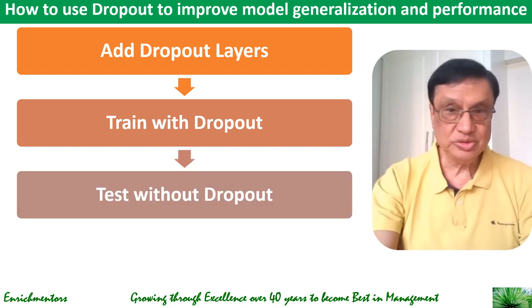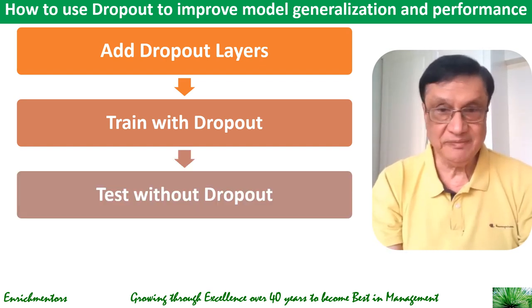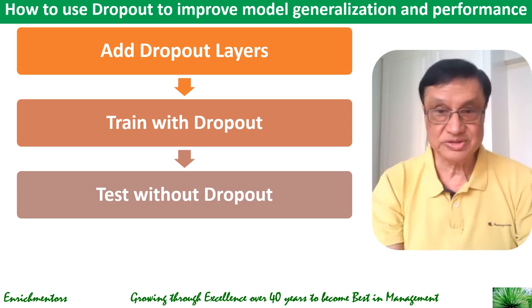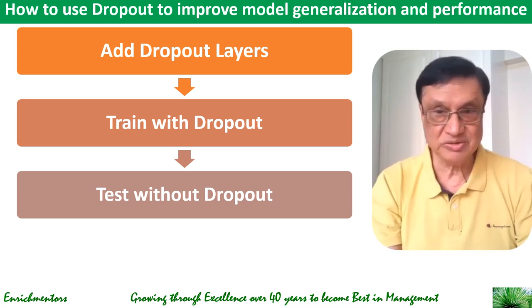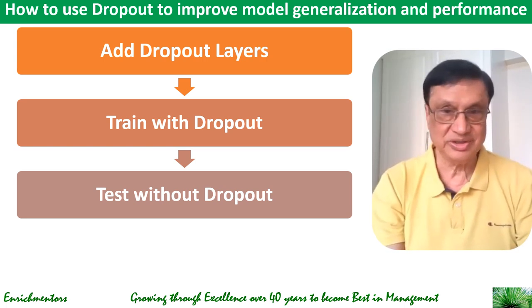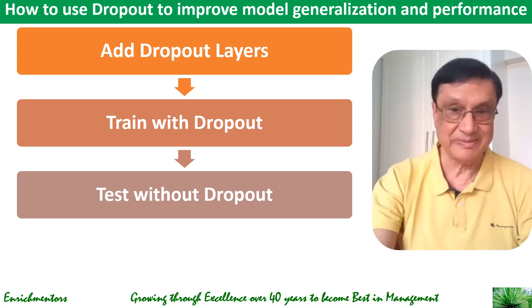Then during testing or inference, you disable dropout by setting the dropout rate to zero. This allows the model to use all neurons in the network, ensuring consistent and deterministic predictions. So testing without dropouts is the next step.